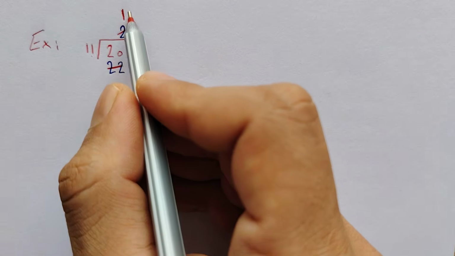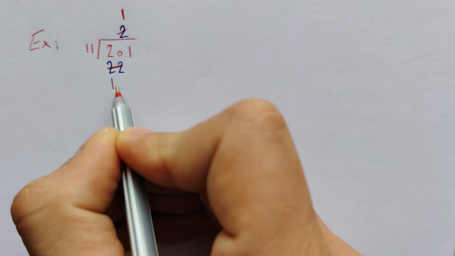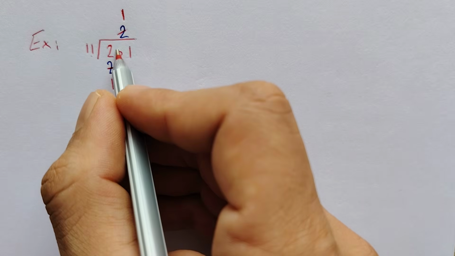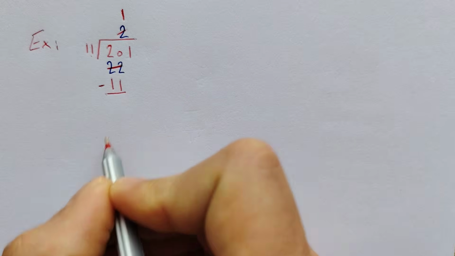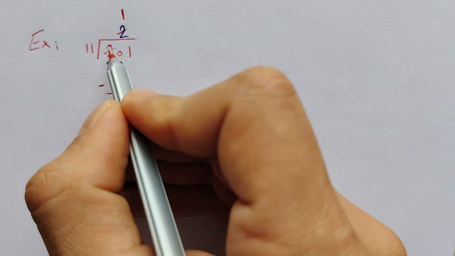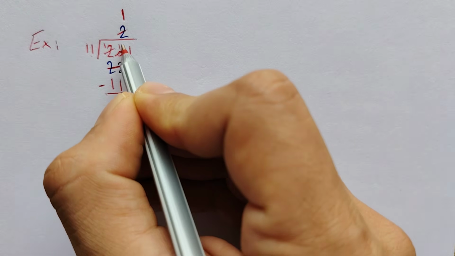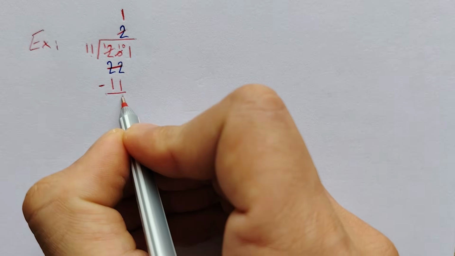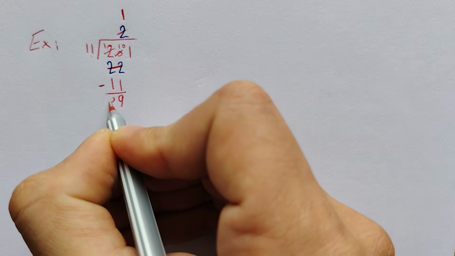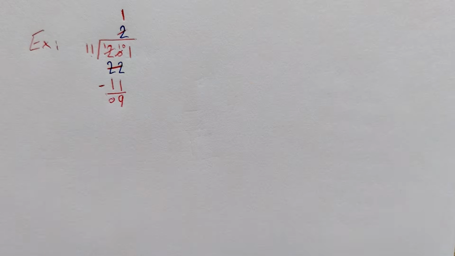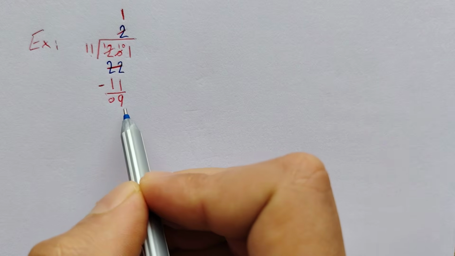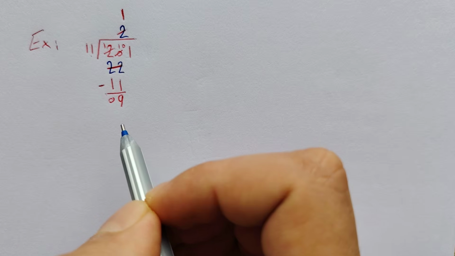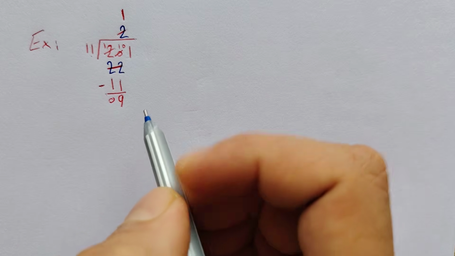Now 1 times 11, which is 11. Then we check again, 20 minus 11. Can we do that? Yes. So we subtract it. That one will be 1. This one will be 10. 10 minus 1 is 9. 1 minus 1 is 0. I'm gonna check again. Is my remainder less than the divisor? 9 is less than 11. So yes. Till now we did it correctly.